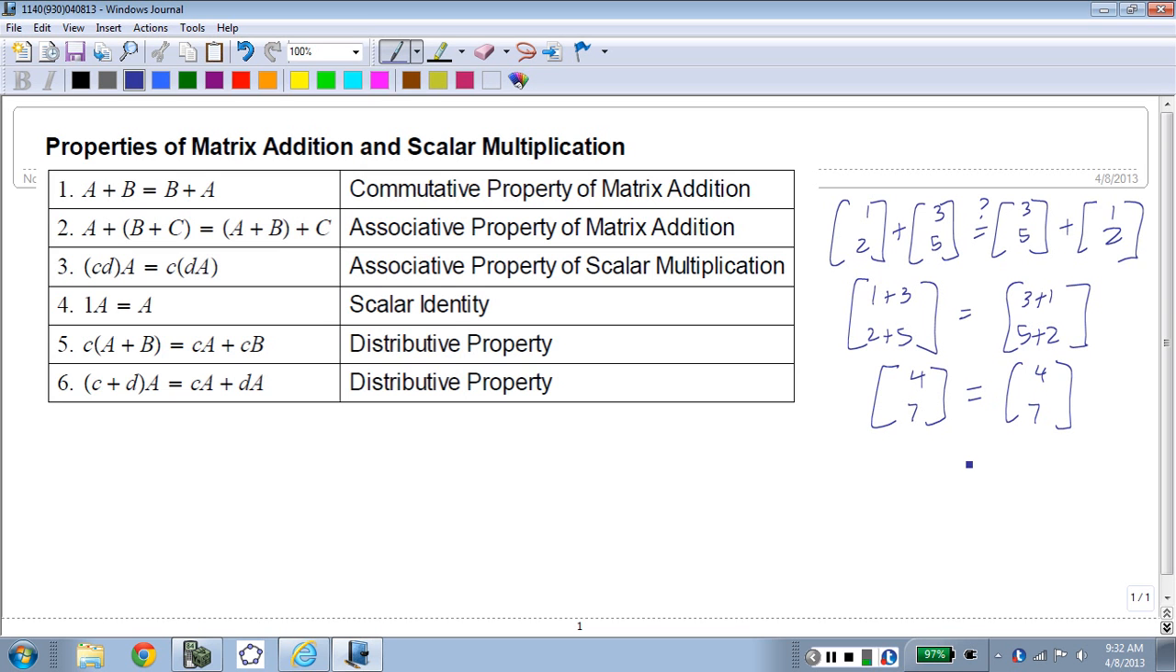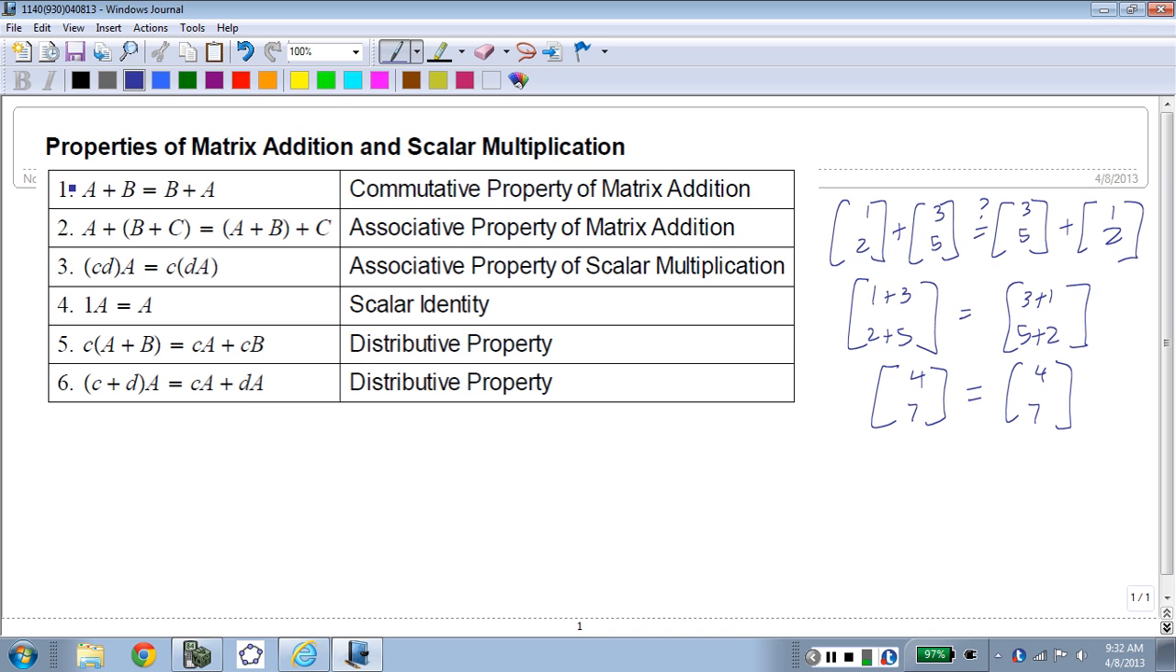Works out nicely. So the fact that addition of matrices is commutative depends directly on the fact that addition is a commutative operation for real numbers. So it works out. We could do something similar for the second one.